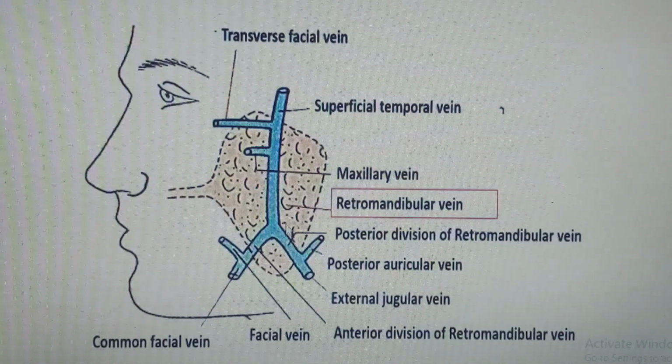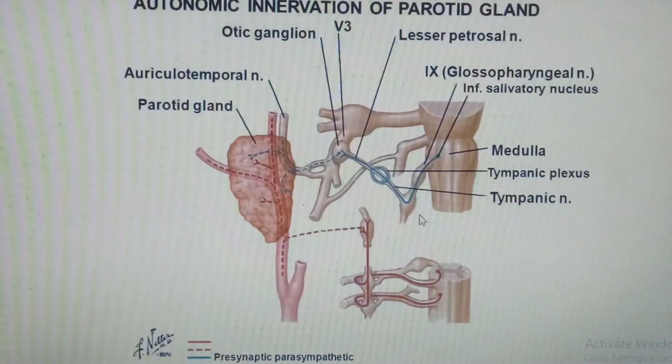So with respect to venous drainage, it will eventually drain into the retromandibular vein, because there will be some tributaries coming from the maxillary vein, as well as the superficial temporal vein. Okay, and then eventually it will be drained by the retromandibular vein. So that's an important bit of information.